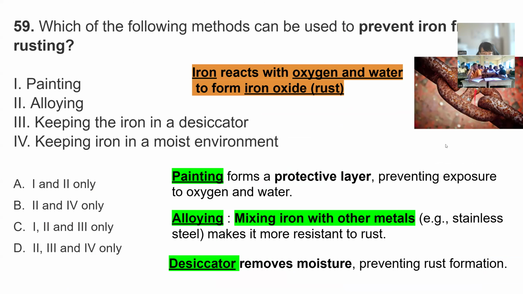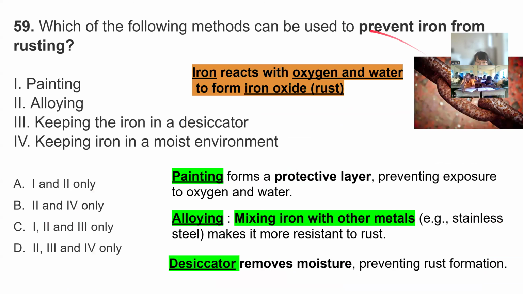This next question asks which of the following methods can be used to prevent iron from rusting. We have different options here: painting, alloying, keeping the iron in a desiccator, and keeping iron in a moist environment.